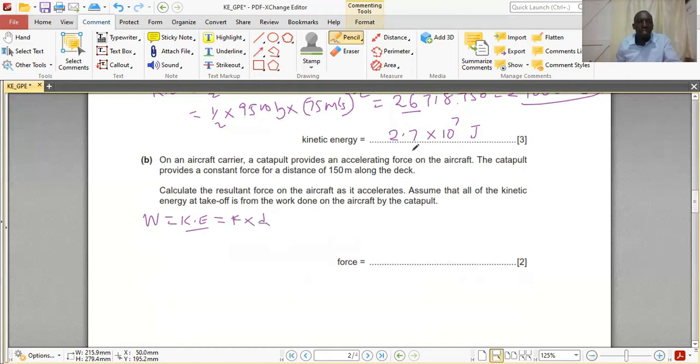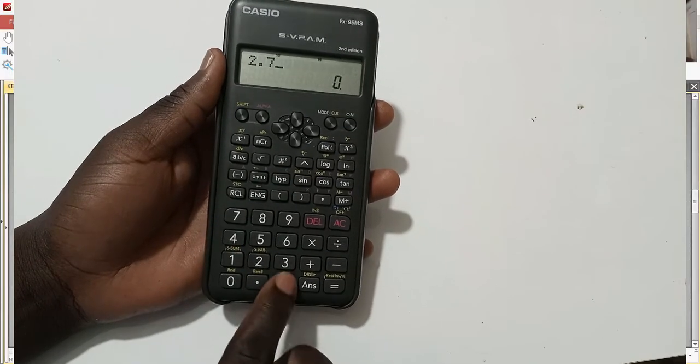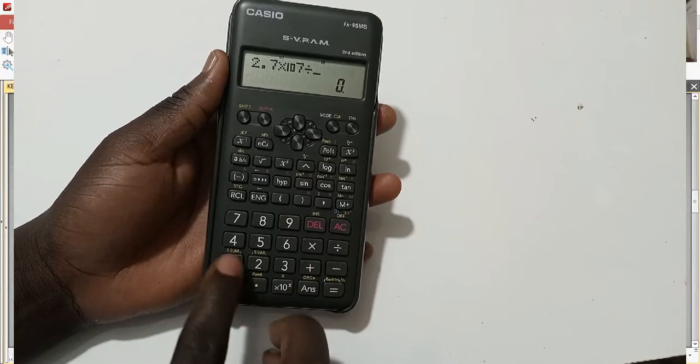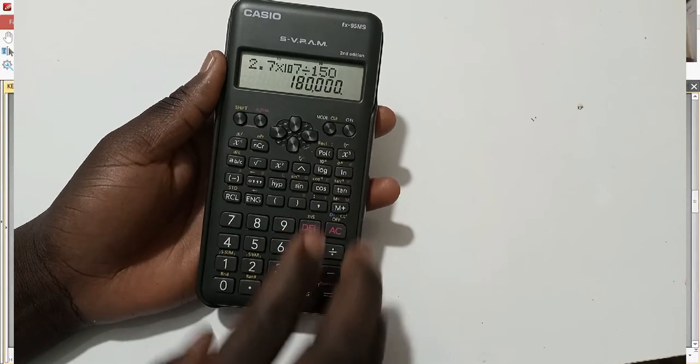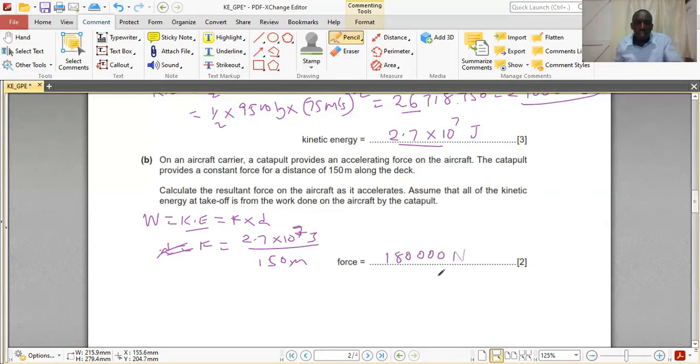So the kinetic energy is this, and therefore the force that you're looking for will be given by 2.7 times 10 power 7 joules divided by the distance, that is 150 meters. So that is 2.7 times 10 power 7 divided by 150, and that is 180,000 newtons. So that is the resultant force.